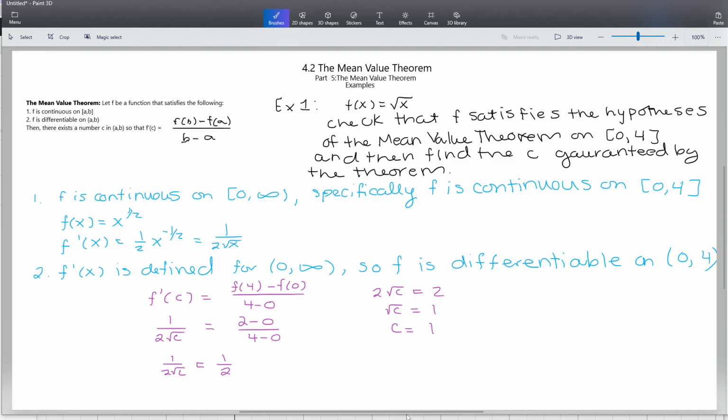So I want to look at what this means graphically. Remember, we talked about this in the last video. This thing on the right here is the slope of the secant line, the line between the two points 0, 0, and 4, 2. And this is saying that at this point c, so at x equals 1, the tangent line is parallel to that line. So let's look at what that looks like.